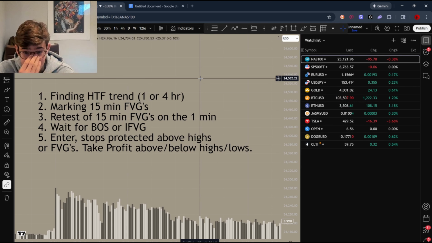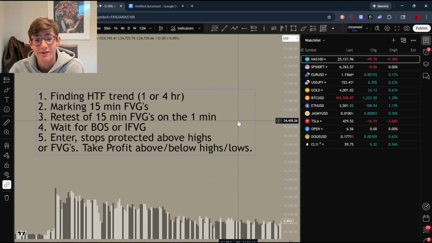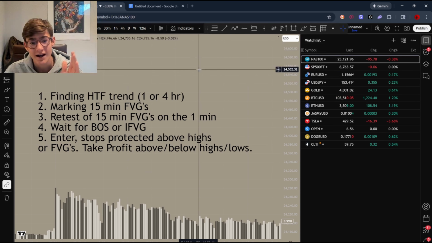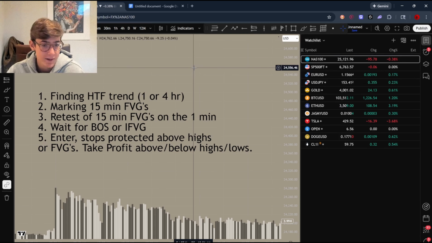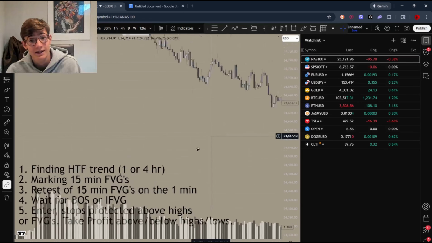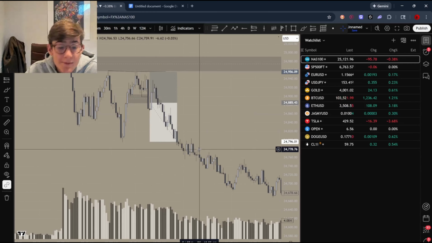So, once again, screenshot this. Just do whatever you need to do. Find high time frame trend. Mark out 15-minute fair value gaps. Retest, break of structure, entry. That's it. We can go back.